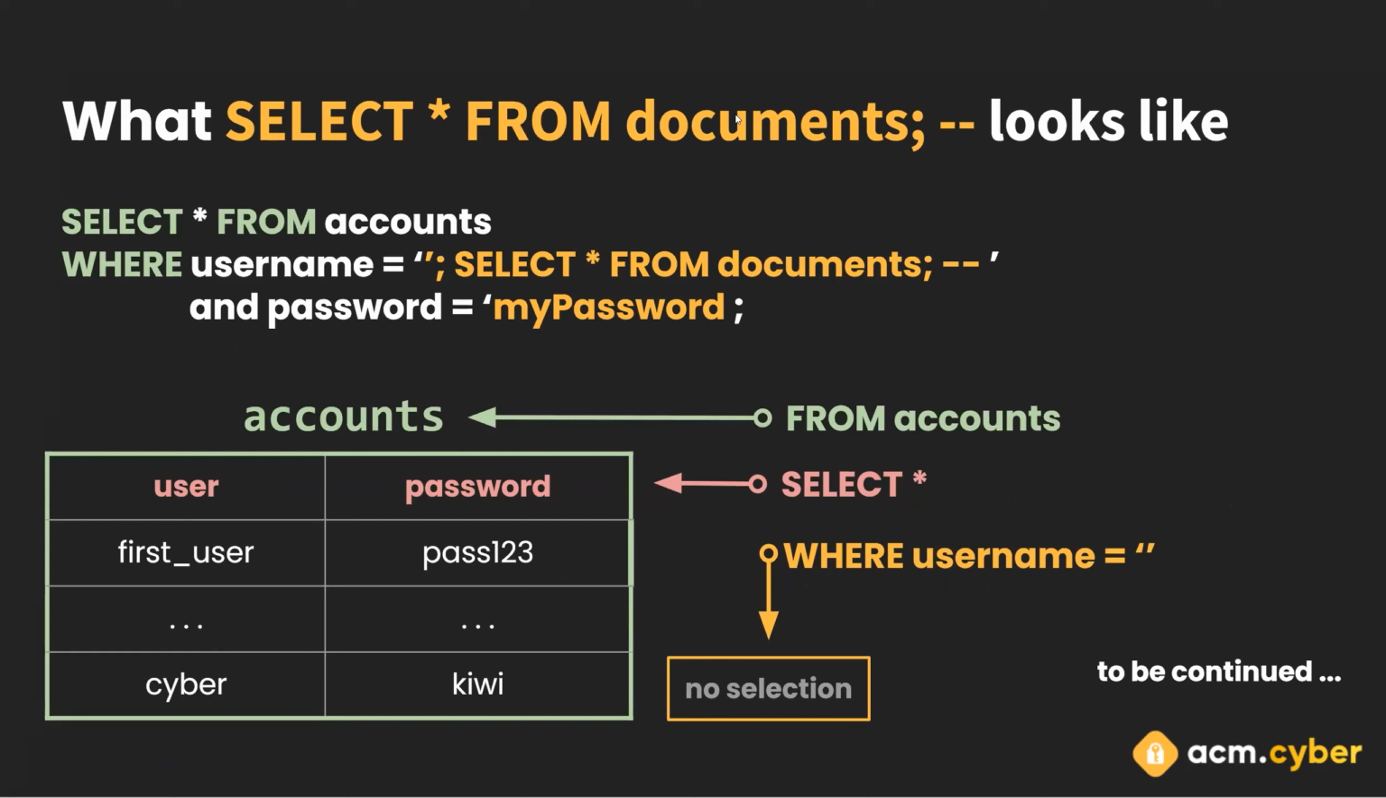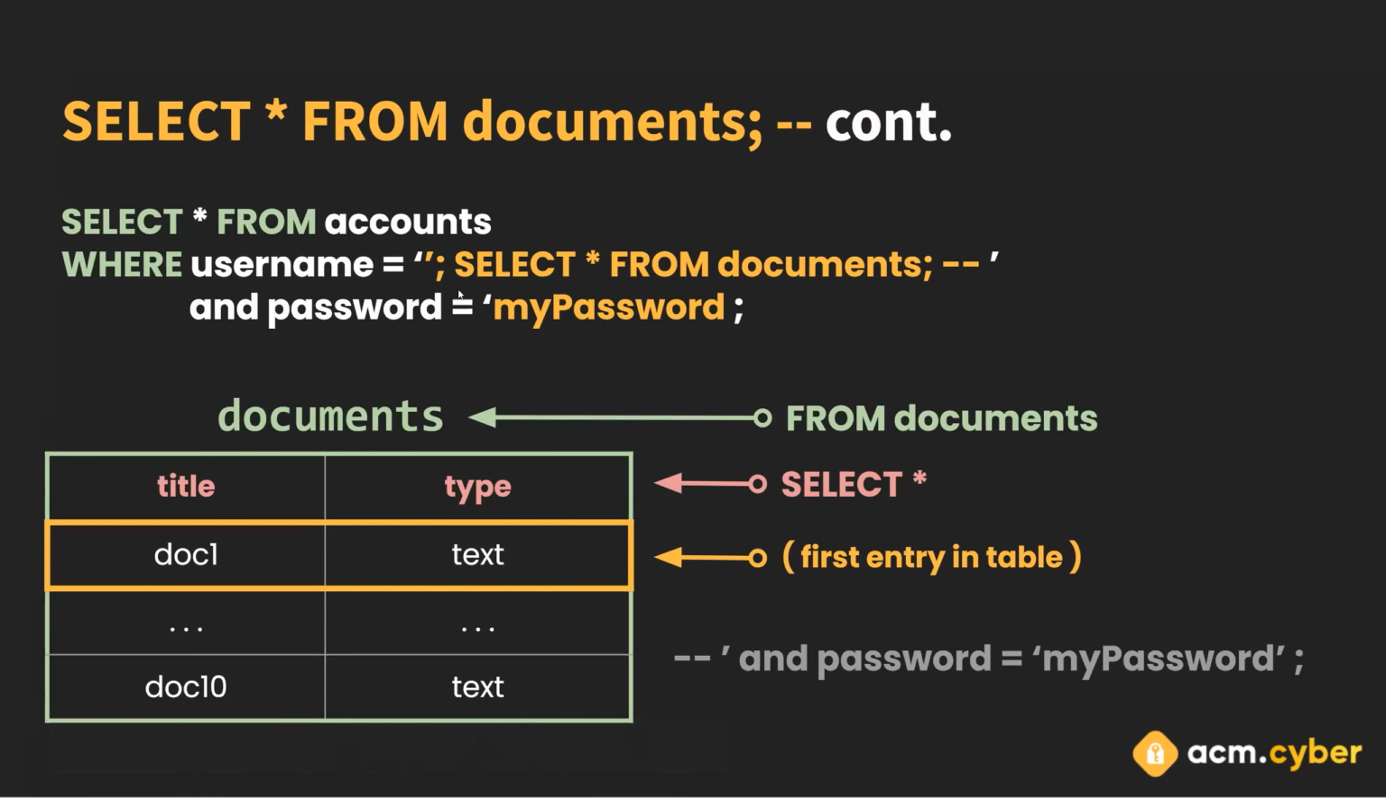So let's break this down. Once again, from accounts is just selecting the table. Select star is selecting every field, which is what the star means, so it's going to select a user and password. And then the where username equals blank is just going to result in nothing. But the interesting part is our custom query.